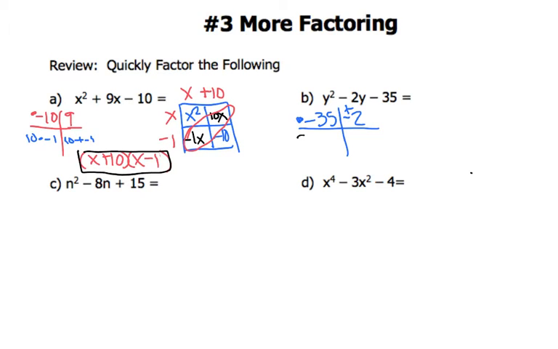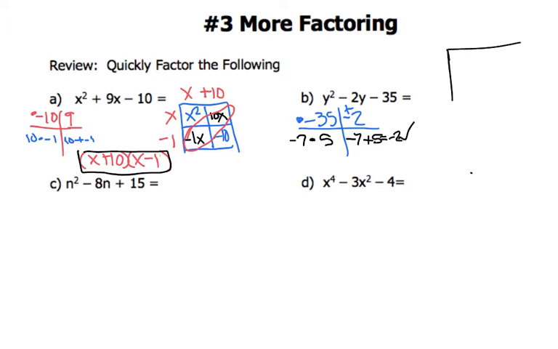Let's see, 7 and 5. I need the answer when I add them to be -2, so I think the 7 is going to have to be the negative. So -7 times +5 is -35, and -7 plus 5 equals, yep, -2. So those are two values.